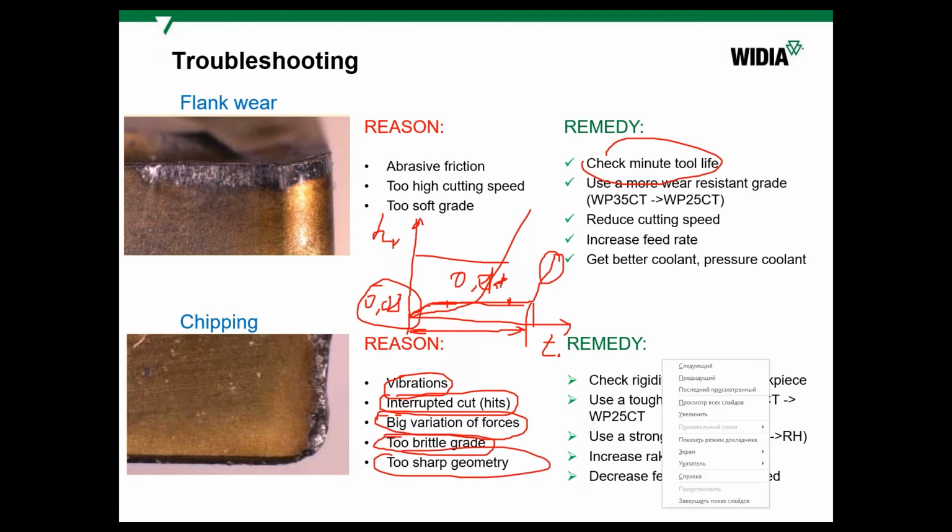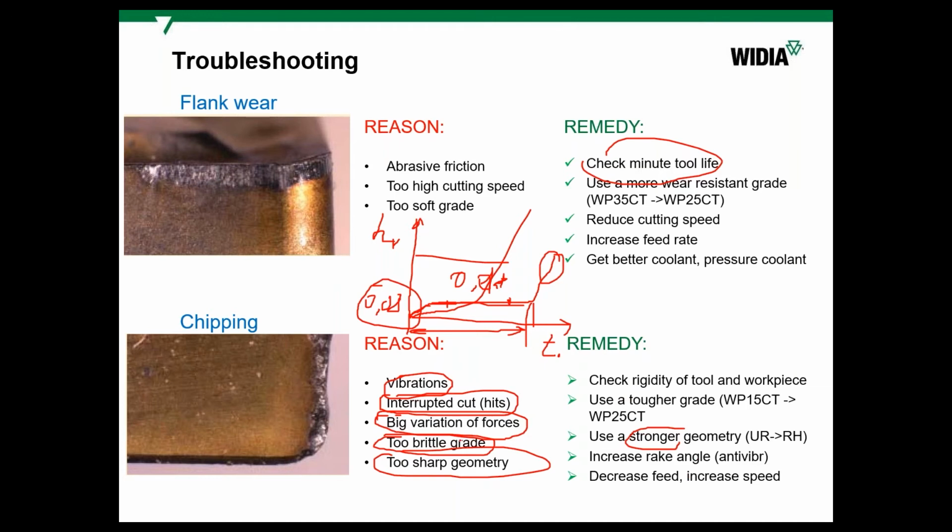So how to fight with that? Check rigidity at first. If everything is okay, if nothing can be shortened, like overhang, for example, or clamped better, we need to try to use a stronger geometry. If it's a vibration from the component, the component cannot be made more even, for example.